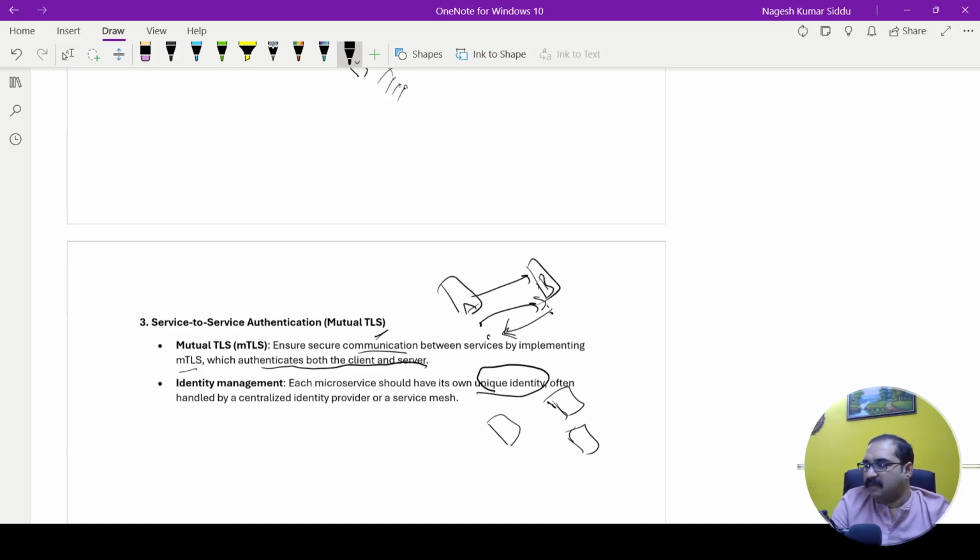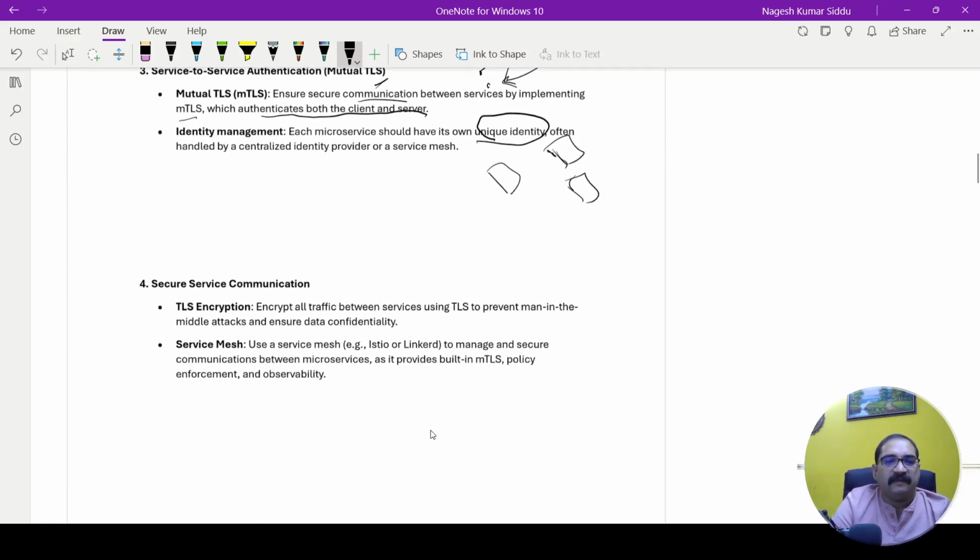Now we go to the next point, where we provide secure service communication like TLS encryption. We provide encryption for the data that we are exchanging between the two microservices. Encrypt all the traffic between services using TLS to prevent man-in-the-middle attacks and to ensure data confidentiality. So when we say A and B, the content that goes from here to here is encrypted with some key, and then this is decrypted here with the same kind of key. So both the parties know what the key is during the TLS, and then they exchange the information in a secured way.